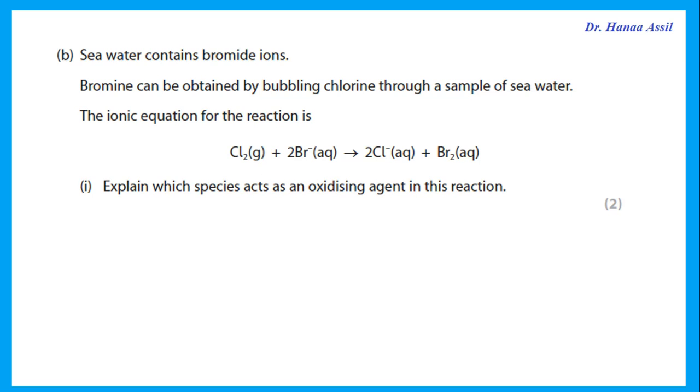Seawater contains bromide ions. Bromine can be obtained by bubbling chlorine through a sample of seawater. The ionic equation for the reaction is given. You know that chlorine is more reactive than bromine, so it can displace it. If I say, for example, chlorine plus potassium bromide, the Br minus means there is something bromide, sodium bromide or potassium bromide. Chlorine is more reactive than bromine, so it displaces it. And that means in this equation, what is happening to the chlorine?